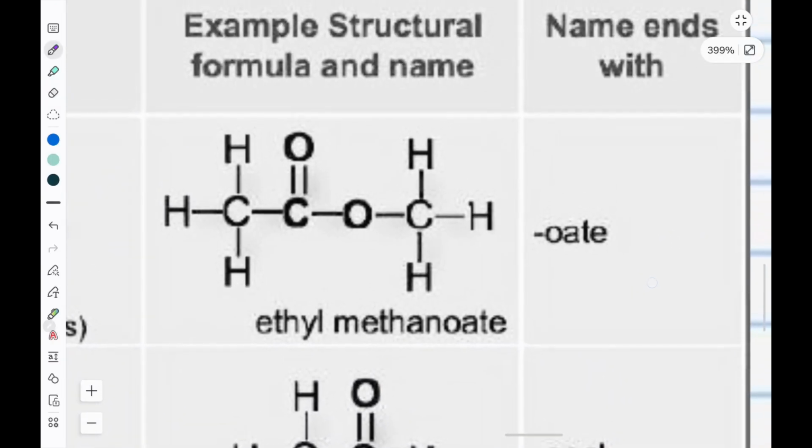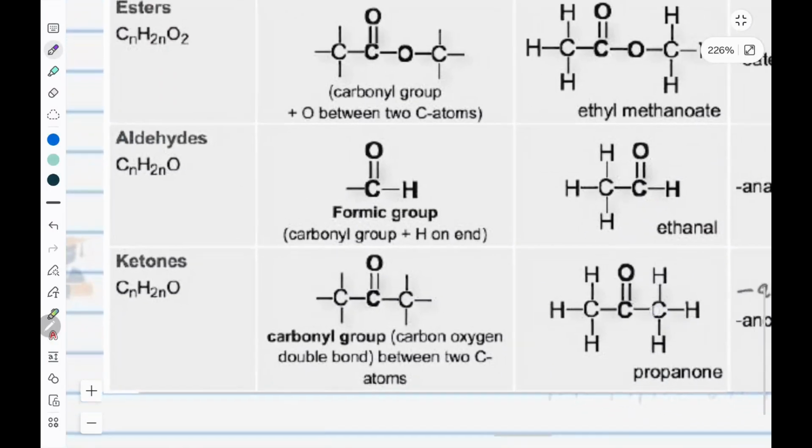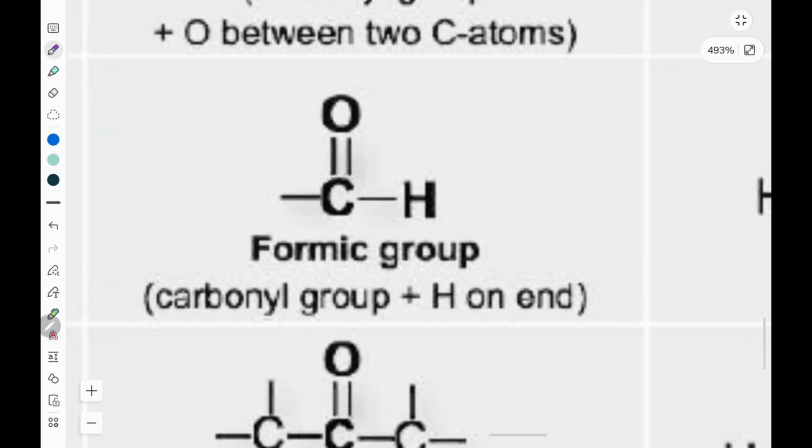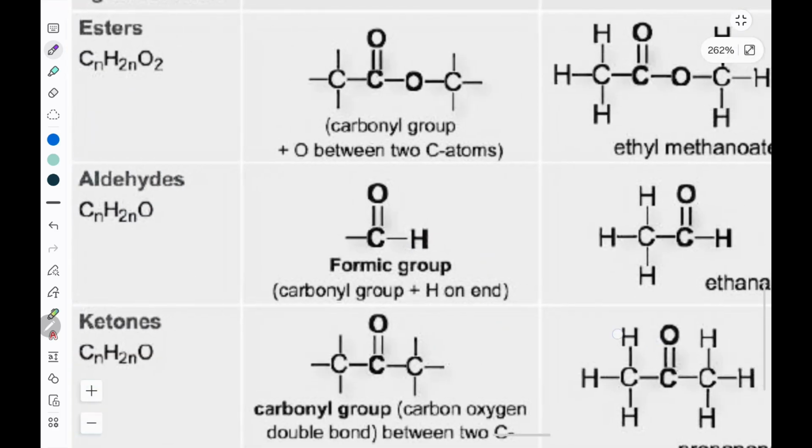And then these ones, they end with "oate", like ethyl methanoate, right? And that's how we name them. Then we have aldehydes. Their functional group is the formyl group, which is CHO, right? It's just a double bond between the C and the O. And the carbon where the double bond between the oxygen and the carbon is will also be bonded to a hydrogen atom. Then here you can have carbon and so on, or you can have just hydrogen.